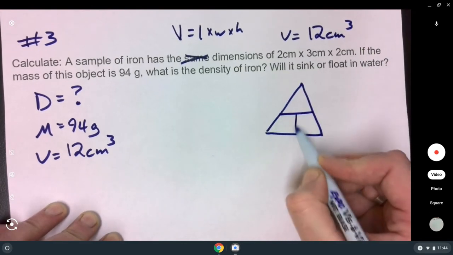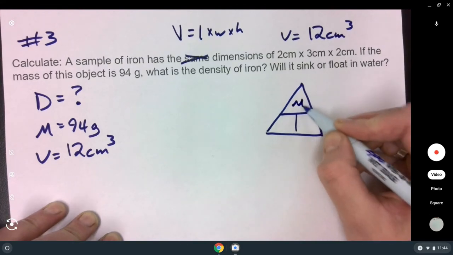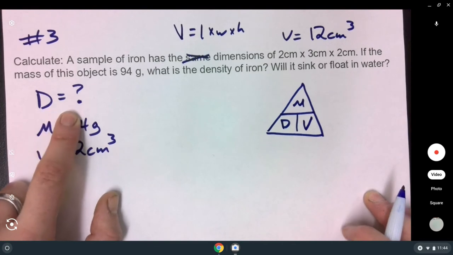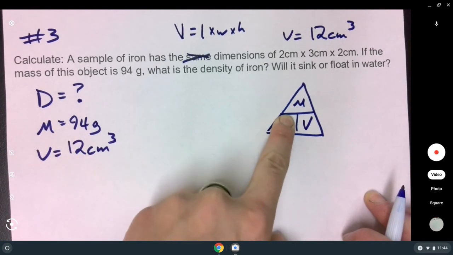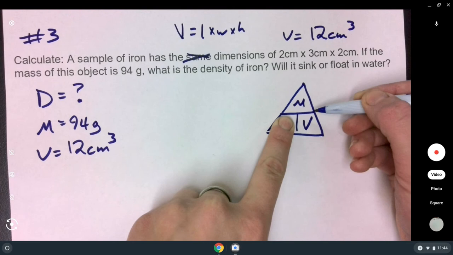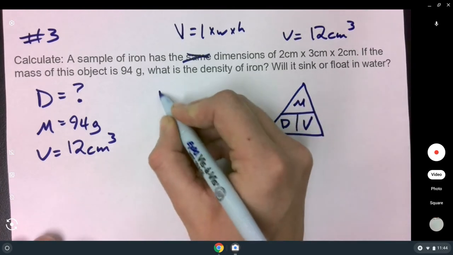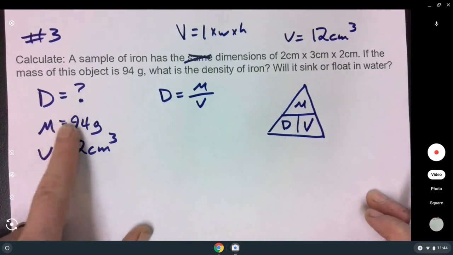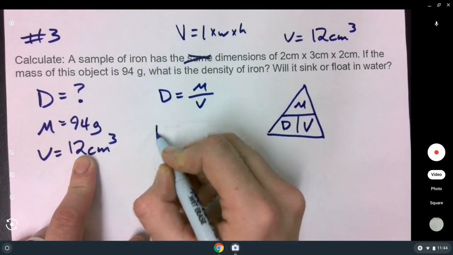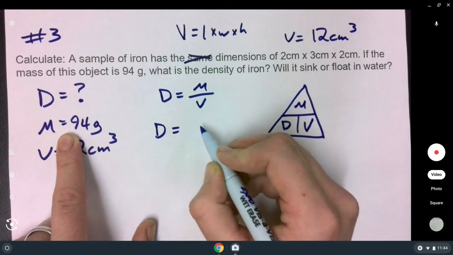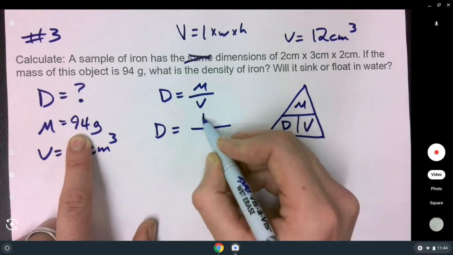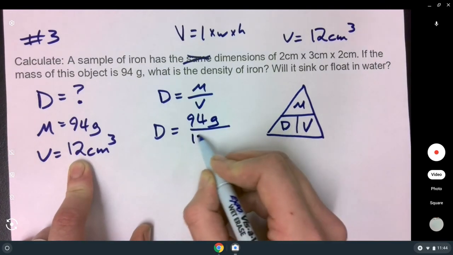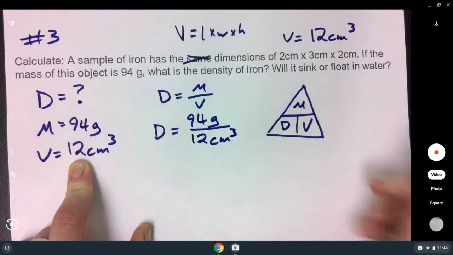We probably know the formula for density by this point, but just to be sure, we know that we need to find density. We cover up density in our triangle, and we're left with M over V. D equals M over V. Okay, let's plug in. D equals 94 grams over 12 centimeters cubed.